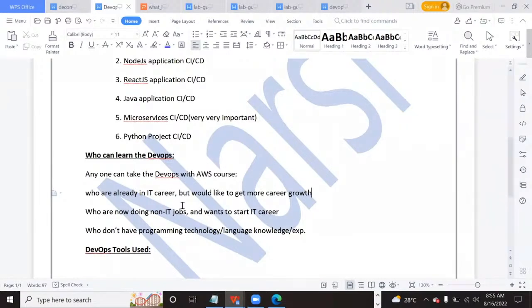If they attend this DevOps CI/CD course, they come to know how CI/CD works and how the application will be deployed in real production. Next, people who are now doing non-IT jobs and want to start an IT career, maybe medical reps or some marketing jobs or HR, in the sense non-IT HR, human resource. Whoever wants to start their IT career can take this course. And those who don't have a programming language, technology or experience can also take it.